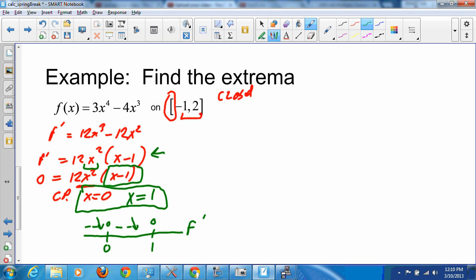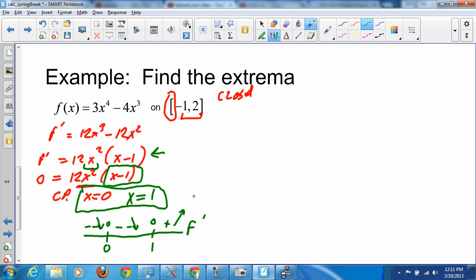And at 1, what happens? Well, we know it's equal to 0. Let's look to the right. Pick, say, the number 2. Once again, 2x squared is going to be positive, so we don't really need to consider that. We just need to look at this part. 2 minus 1 gives us a positive. So here we do what? We start increasing. So this might be a relative minimum, or it might be the absolute minimum on this closed interval.